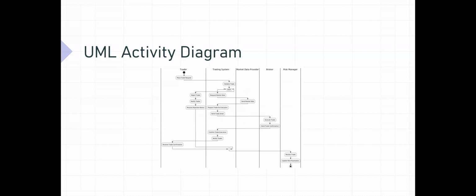Next, the trading system prepares the trade for execution. Next, the trading system sends the trade over to the broker. The broker executes the trade. Then the broker sends trade confirmation to the trading system. The trading system confirms the trade execution to the trader. And lastly, the risk manager monitors the trade and updates risk parameters if necessary.